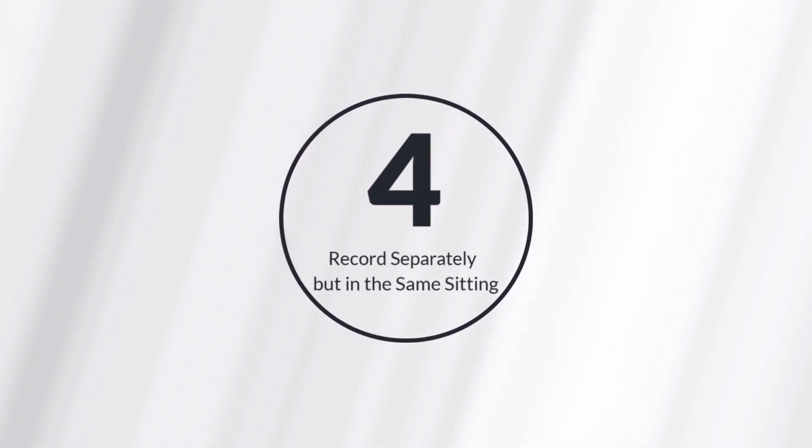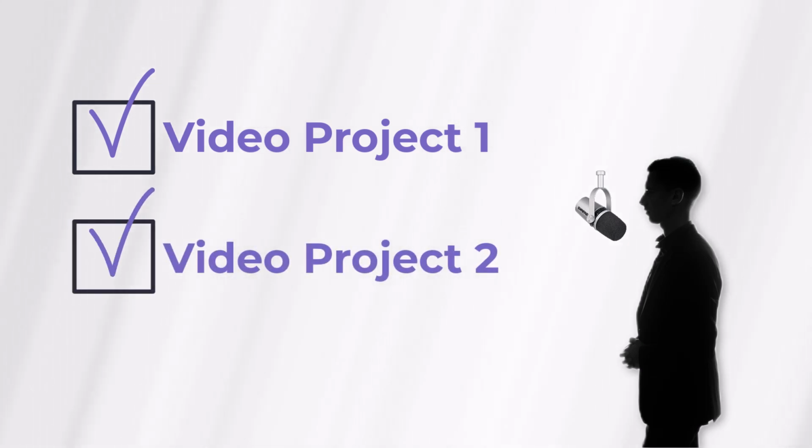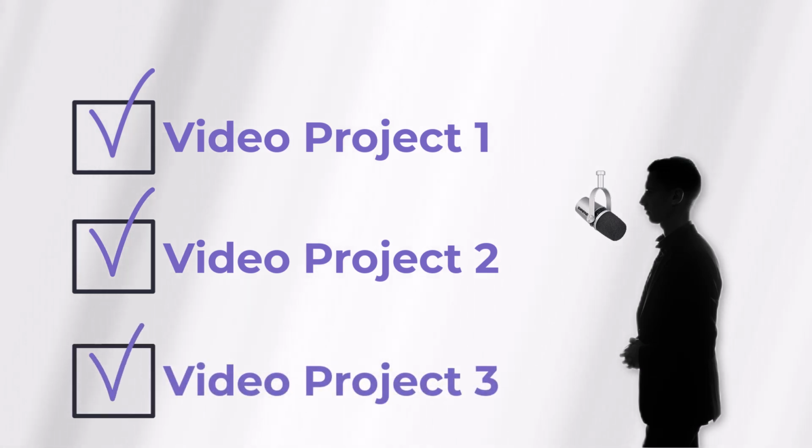Tip number four, record separately but in the same sitting. If you need to record audio for multiple videos or projects, aim to do them all separately but during the same sitting. Recording them together will ensure consistency in your voice and recording environment, resulting in a more cohesive sound across your content.